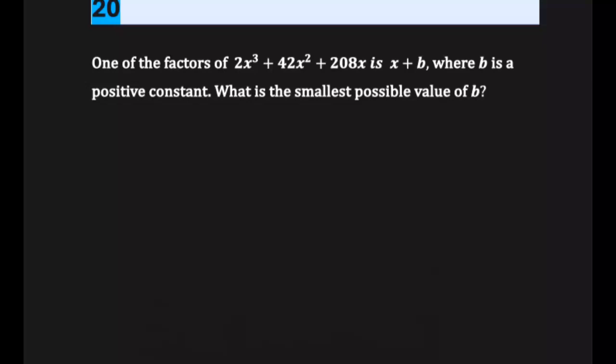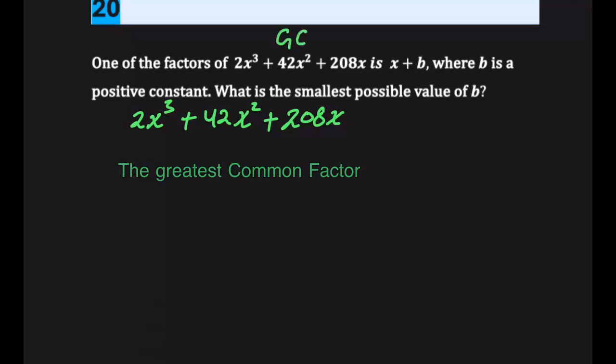Question 20, we do have an expression, and the question says one of the factors of this expression is x plus b, where b is a positive constant. What is the smallest possible value of b? The first step, we're going to write down the expression. We have 2x to the 3 plus 42x to the 2 plus 208x. So the first step, we're going to find the greatest common factor. So what is the greatest common factor we can take out? We can take out 2x.